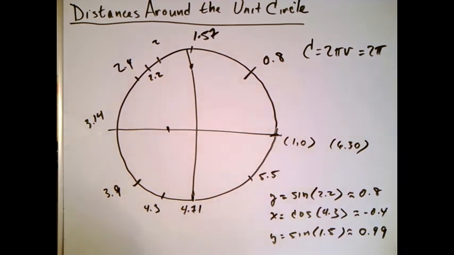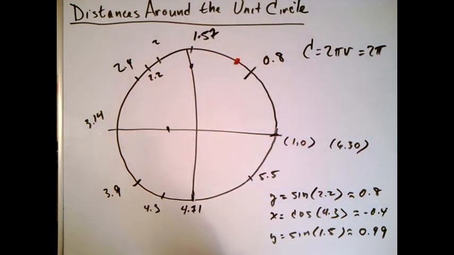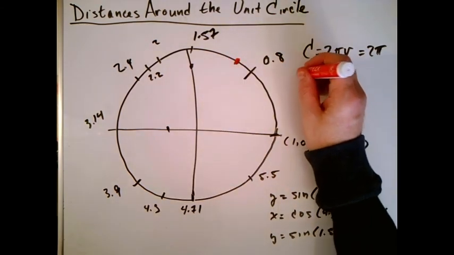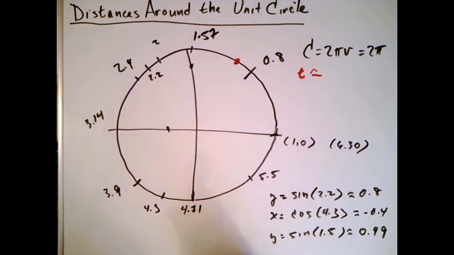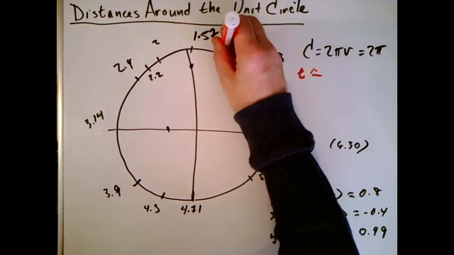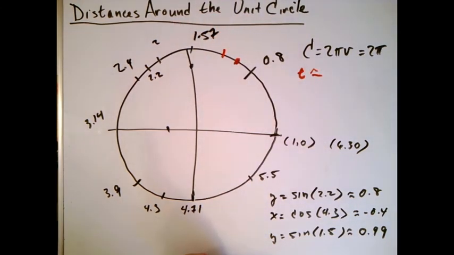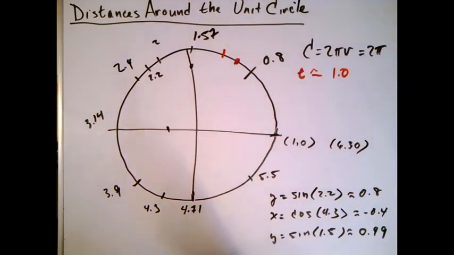Now this can go backwards. Let's try to put these in red. If someone says, I want this distance right there, and I'll call it the red distance, and for distances around the unit circle, we use the letter T. Now what do I want? I know that this is about 0.8. I know that this is about 1.6. I know that halfway between them is 1.2, so to get the red dot is almost exactly 1.0.